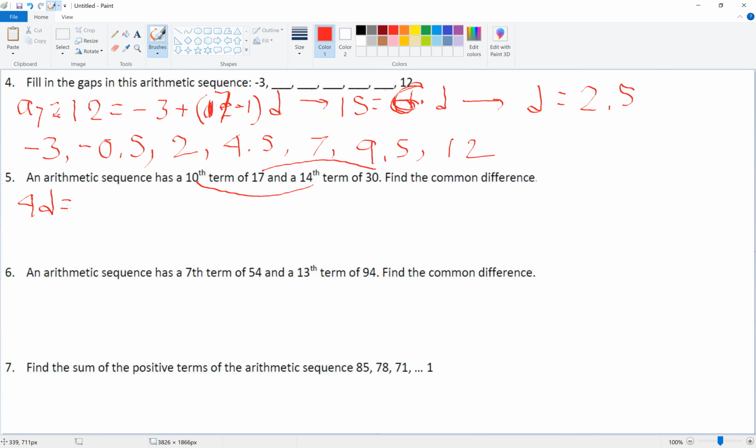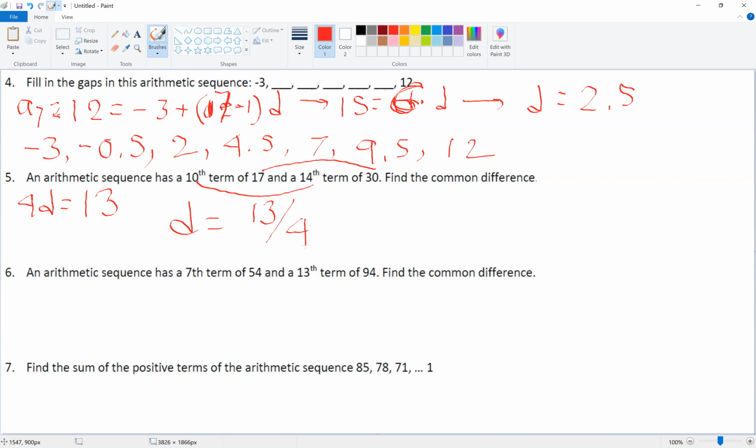13/7? No, that's not correct. 10th term is 17, 14th term is 30. So how much difference are there from 10th to 14th? Isn't it 4 terms? Oh, wait. Okay, I read it wrong. I did U10 and then U17 instead of U10 and U14. I said 17 was okay. That's my mistake. So then it would just be 4D, U10 plus 4D equals U14.